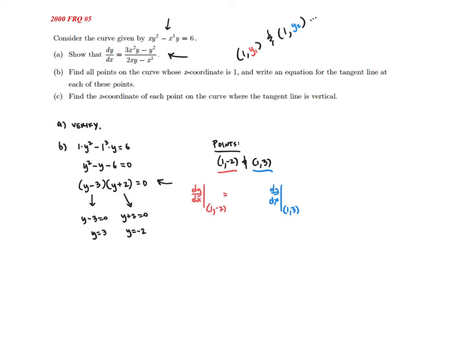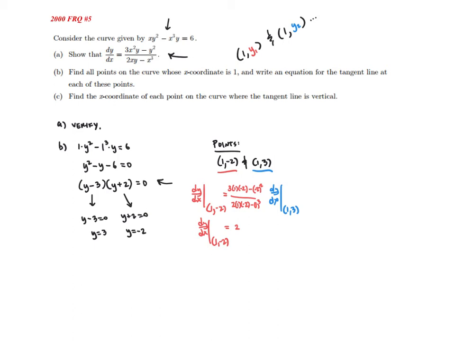If we take 1, negative 2 and plug values in, that'd be 3 times 1 squared, which is 1, times a negative 2, minus a negative 2 squared, all over 2 times 1 times negative 2, minus 1 cubed. So the slope at the point 1, negative 2 on this curve is going to be negative 6 minus 4, which is negative 10. Negative 10 over a negative 5 is a positive 2.